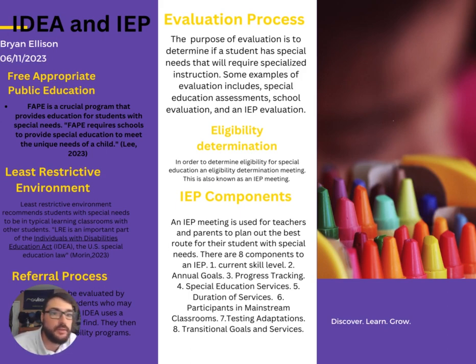The first thing you have to do, though, is the evaluation process. The purpose of evaluation is to determine if a student has specialized needs that will require specialized instruction. Some examples of evaluation include specialized education assessments, that's tests that you can give them, or different assessments to find out if they have special needs or if they will need these services. The school will evaluate them as well. And then lastly is the IEP evaluation, where they will meet and discuss what the student needs and what's going to help them, and then you will determine their eligibility for special education.